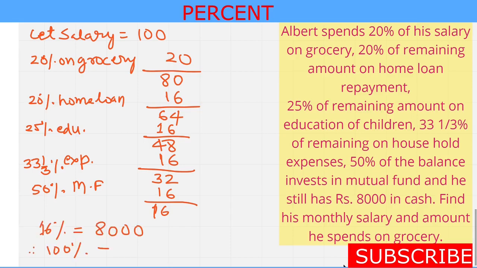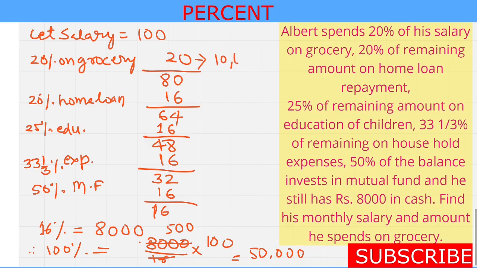Therefore 100% is equal to 8,000 divided by 16 multiplied by 100. 16 divides 8,000 for 500 times. So his salary is 500 multiplied by 100, which is 50,000. So his salary is 50,000. Now 20% of this amount is spent on grocery, and 20% of 50,000 is 1/5 of 50,000, which is 10,000. So he spends 10,000 on grocery.